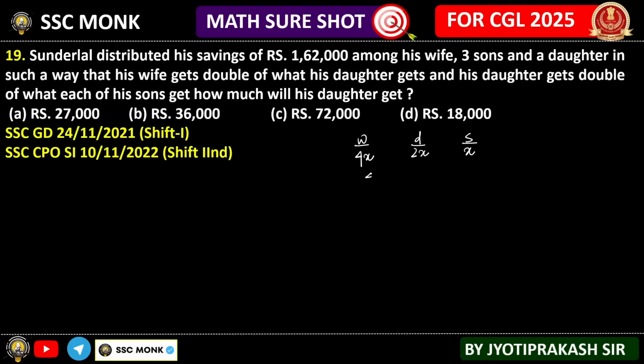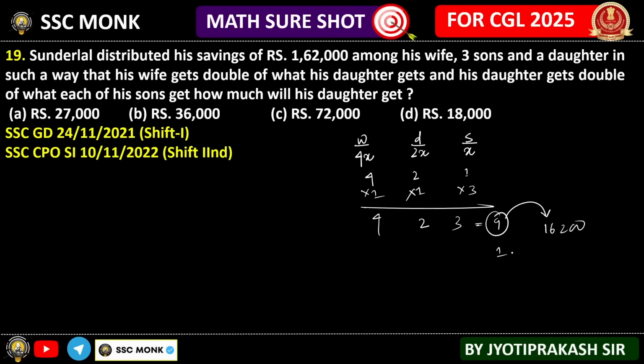So what is the ratio? 4 is to 2 is to 1. Clear? How many wives? Only one. How many daughters? Only one. How many sons? 3 sons. So the total is 4 plus 2 plus 3, which is 9 parts. This is equal to 1,62,000. So one part will be 1800. Clear? So if one part is 1800, his daughter will get 1800 into 2, that is equal to 3600.